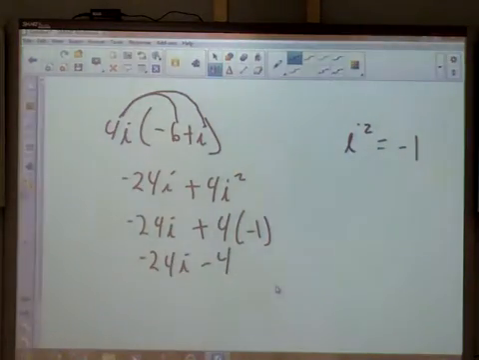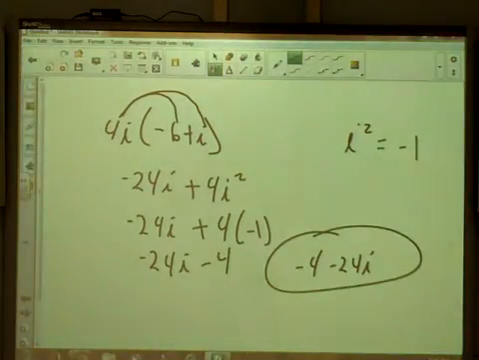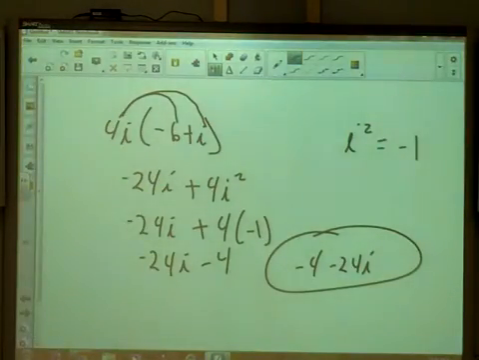Can't leave it there. It's not in standard form. Just flip it, right? The real number, my negative 4, needs to come first. So negative 4 minus 24i. Why can't you leave it like that? Standard form is a plus bi. A real number comes first. Because it's real, it gets to come first. That's the only reason I know. Fake stuff comes last, real stuff comes first.